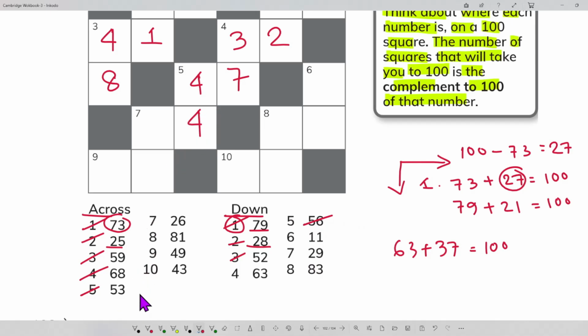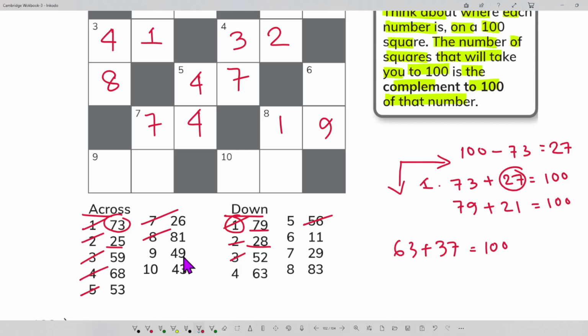Now number 7, here is 7, 26. So we need 74. Number 7, where is number 7? This is number 7. So this is 74. So this one done. 81, number 8, where is 8? 81. It means we need 19.